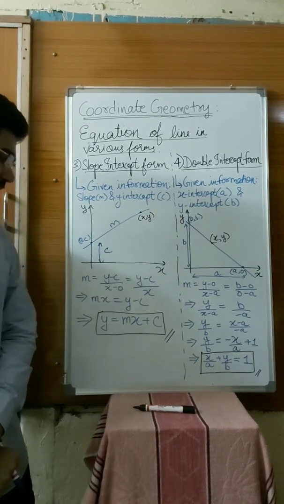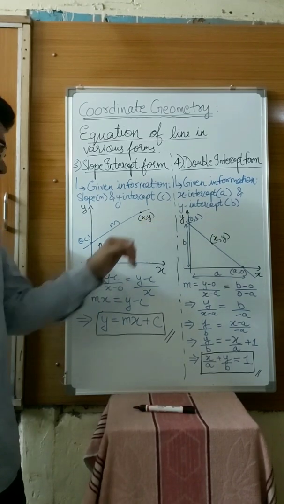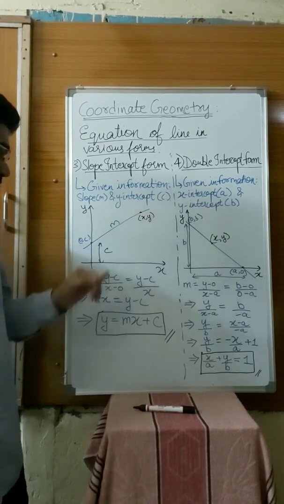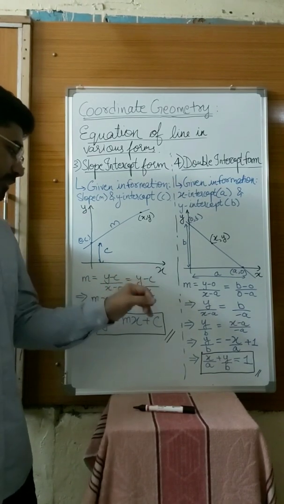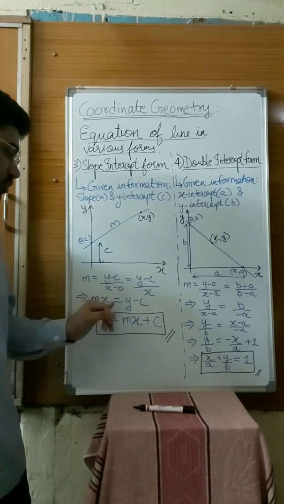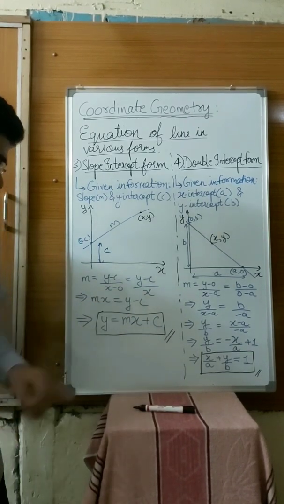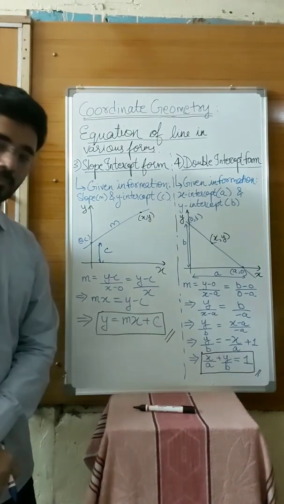We have studied earlier that the slope of a line can be defined as (y2 minus y1) upon (x2 minus x1), which gives m is equal to (y minus c) upon x. Taking x to the left hand side, we can see that mx is equal to y minus c. Rearranging this, we can see that y is equal to mx plus c. So this is the required slope intercept form of the straight line.